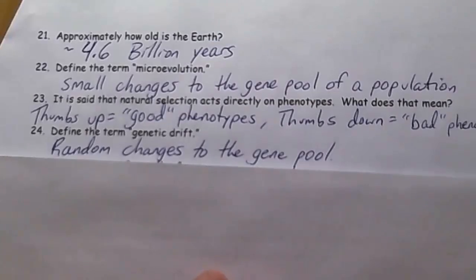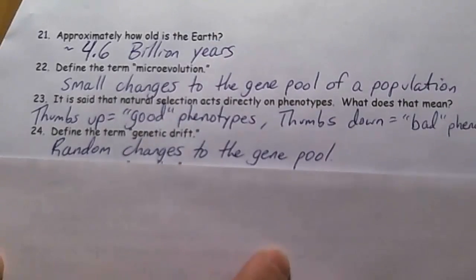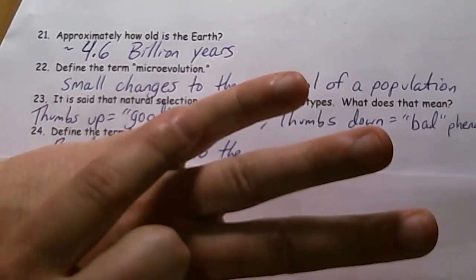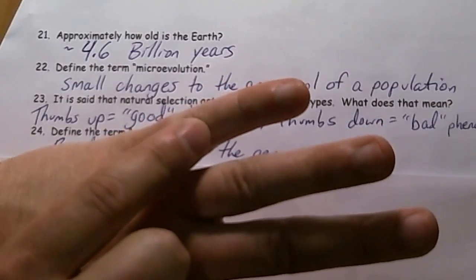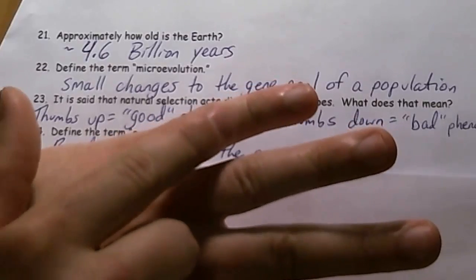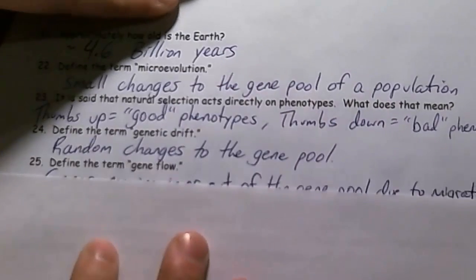Those random changes result in a smaller population size. So genetic drift is where we assigned our pinky, where we have random changes that result in a small population size. And so the pinky is the smallest finger, small population size.